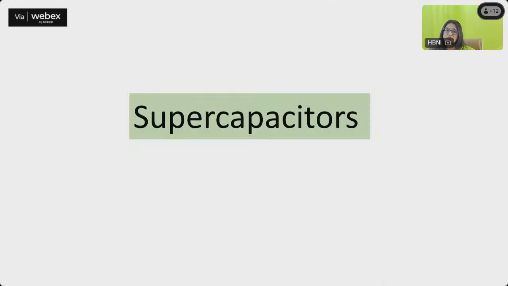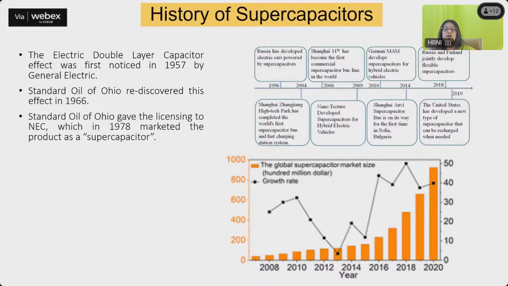Now we move to supercapacitors, which have lower energy density but very high power density. This is also another very important storage technique. The electric double layer capacitor has been known for a very long time. It was noticed in 1957 by General Electric. Then in 1978, Standard Oil of Ohio gave the licensing to the National Electric Corporation, and this product was marketed as a supercapacitor.